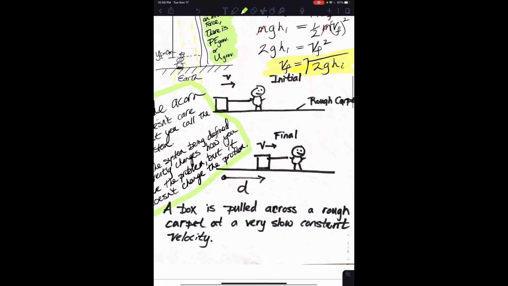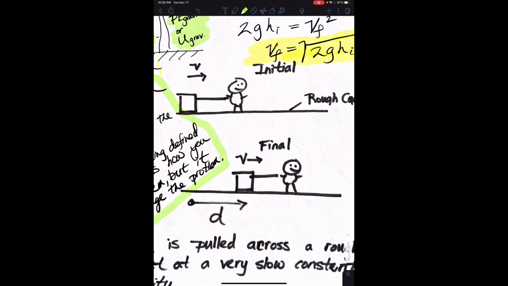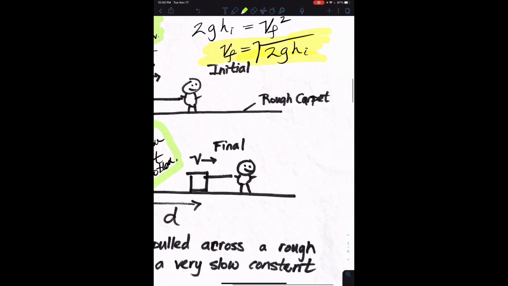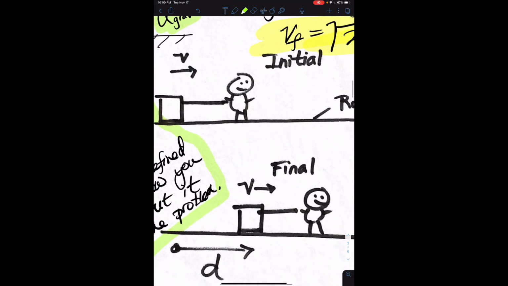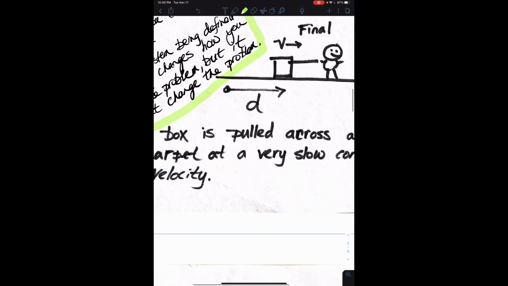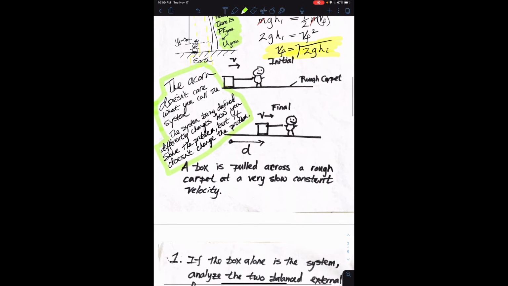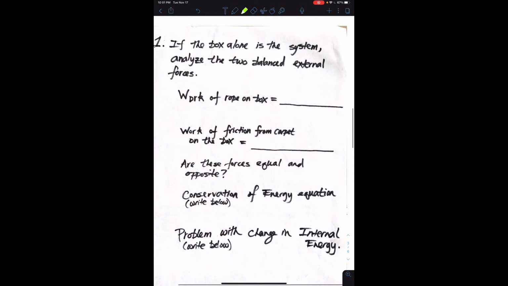Okay. The next part here. A box is pulled across a rough carpet at a very slow, constant velocity. So here we have, initially the box is moving at some velocity across this carpet. And then this is like a before. And then in the after, the person's still moving the box at the same velocity, but has traveled some distance d. If the box alone is the system, analyze the two balanced external forces.